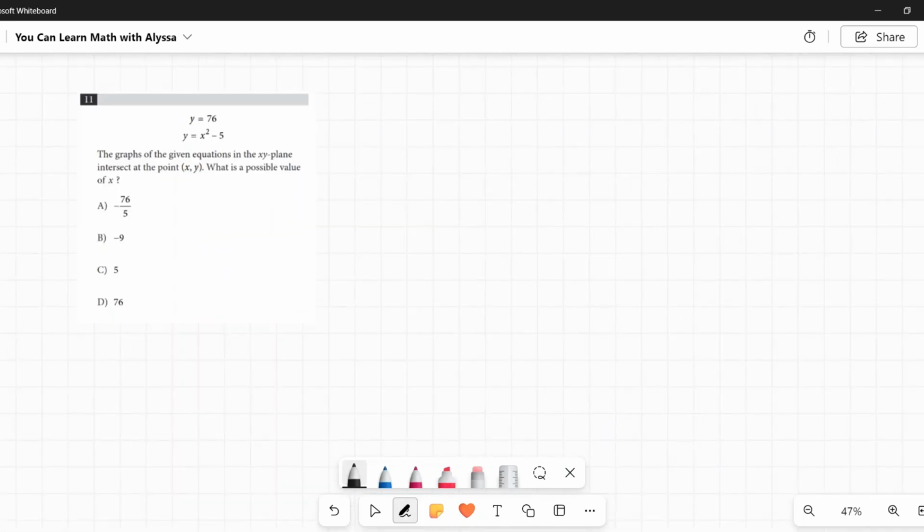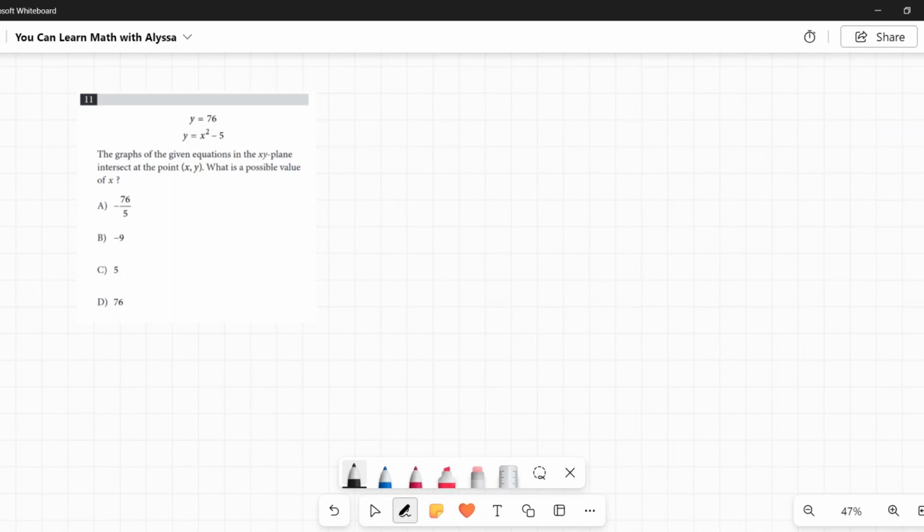Number 11, y equals 76 and y equals x squared minus 5. The graphs of the given equations in the xy plane intersect at the point x, y. What is a possible value of x? There's 2 ways to do this. One is using a graphing calculator. The other is mathematically.